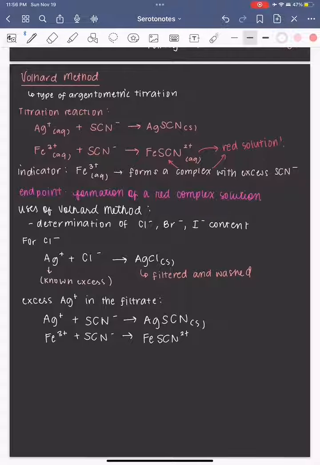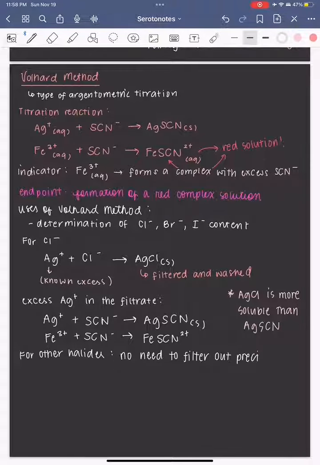It is important to filter out your silver chloride precipitate first before doing your back titration, as silver chloride is more soluble than your silver thiocyanate, and this could interfere with your back titration, leading to inaccuracies in endpoint determination. As for your other halides like bromide and iodide, there is no need to filter out their precipitate because their silver salts are less soluble than silver thiocyanate.